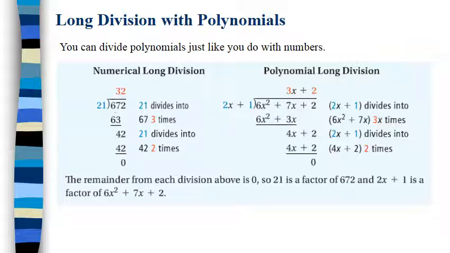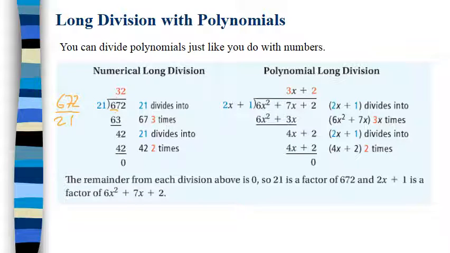We put 672, the dividend, in this little house, and the divisor 21 goes outside. So really we're doing 672 divided by 21. And so we said, okay, well, how many times does 21 go into 67? And we know that was 3 times.